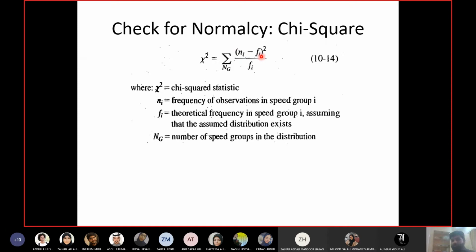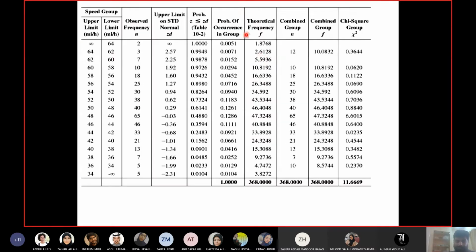So to find out f, I have a whole procedure, and now please pay attention, because if you miss one step, then the other values will be wrong as well. So now you have to prepare a new table for the chi-square test, which is this one. Let us start from the first two columns. First two columns are upper speed limit and lower speed limit, the speed groups which you have already made at the time of data collection.